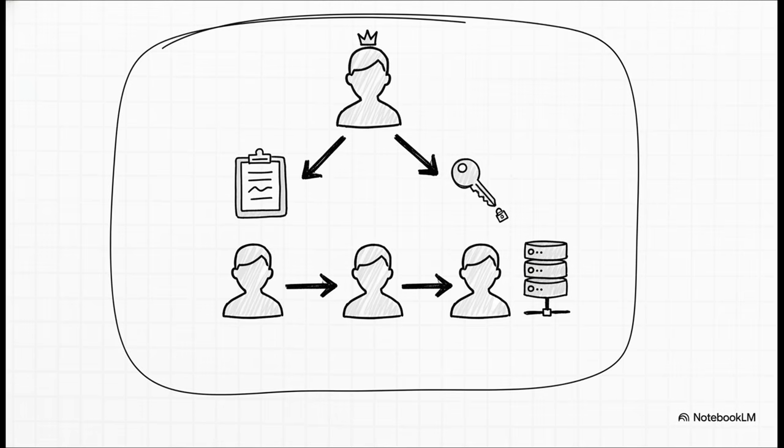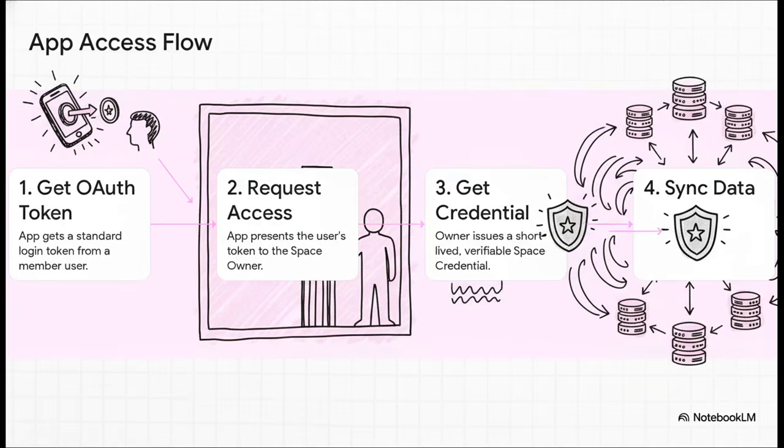Then you have the participating members. Their only job is to host their own posts and replies on their own personal data server. And the way an app gets in is pretty slick. The app you're using takes your standard login token and shows it to the space owner's server. The owner's server checks the guest list, sees you're on it, and hands back a special temporary space credential. Think of it like a passport. The app can then take that passport and use it to access the data from every other member's server in that space.